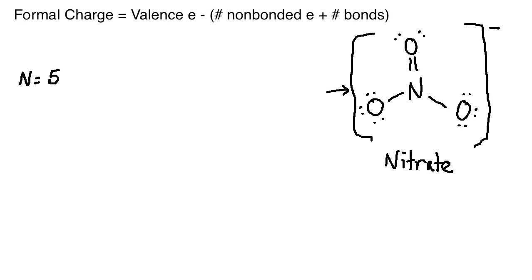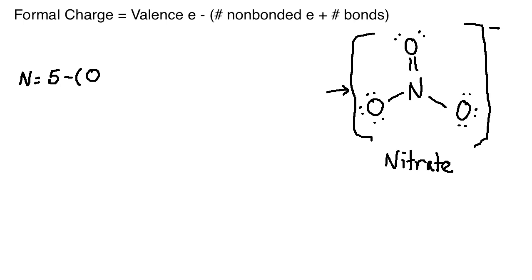So the next thing I would do is subtract from that 5 the number of non-bonded electrons. In that case, the answer is 0, because all of the electrons that are found in nitrogen's valence shell for this nitrate structure are tied up in bonds. So if you take a look at the nitrate over to the right, the nitrogen should have 8 valence electrons, and we find that in the form of 4 bonds.